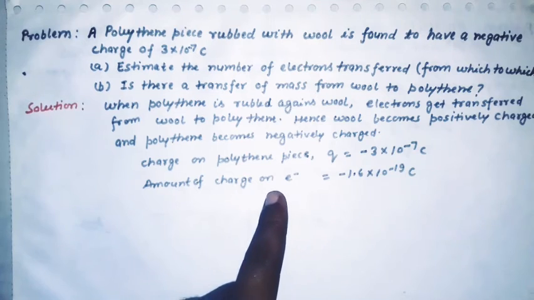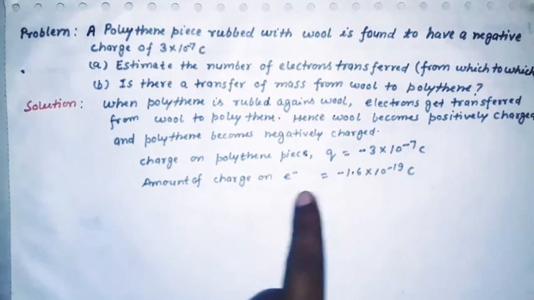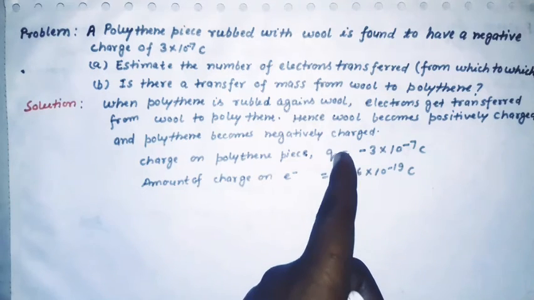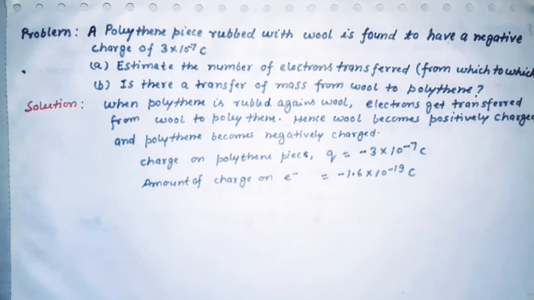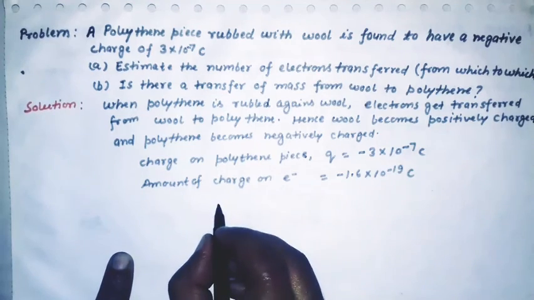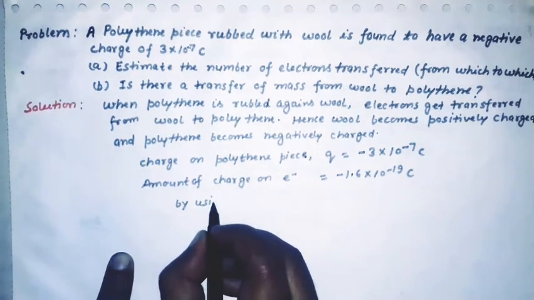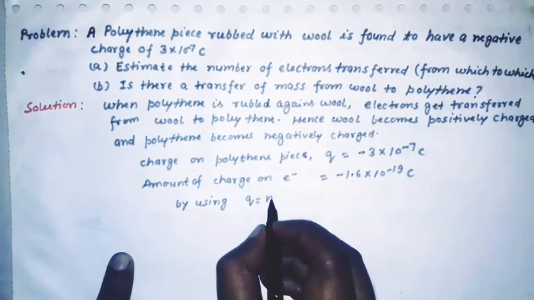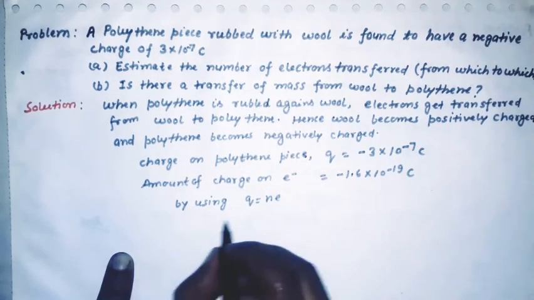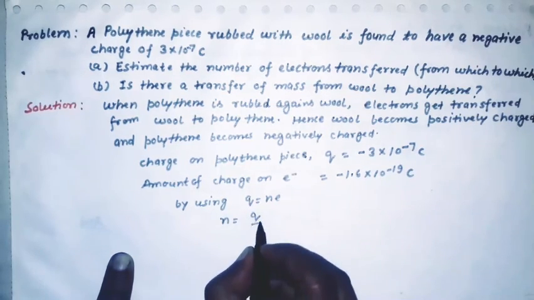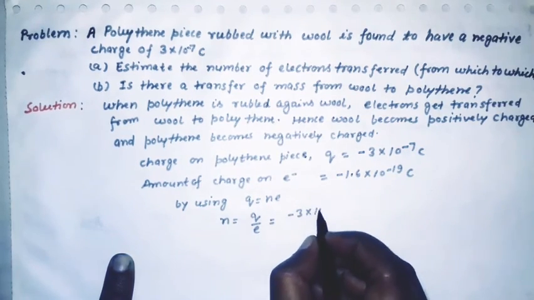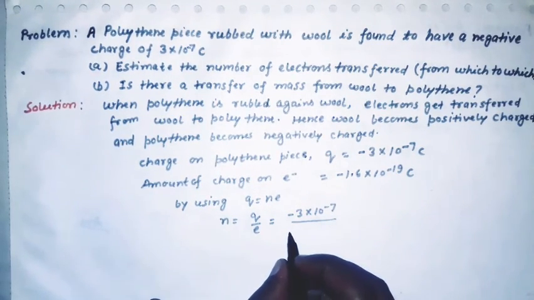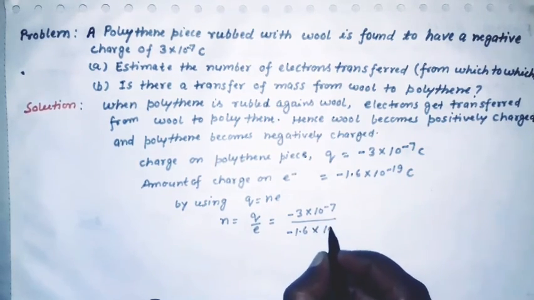So if we know the total charge and charge on a single electron, if we divide this total charge by charge on a single electron, we will find out number of electrons. So we will use a formula Q equal to N E, N equal to Q by E. So Q we have to know, E we have to know. So minus 3 into 10 to the power minus 7 divided by minus 1.6 into 10 to the power minus 19.